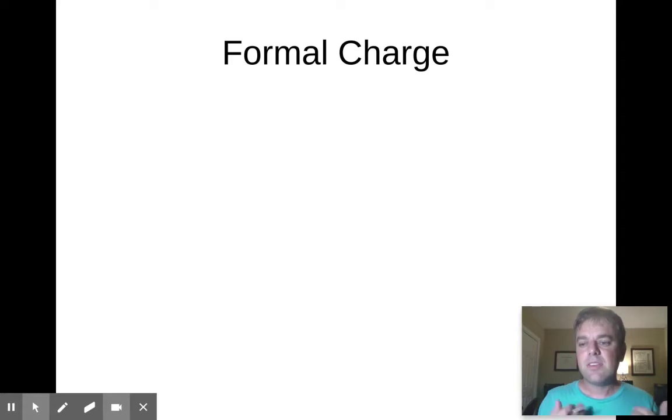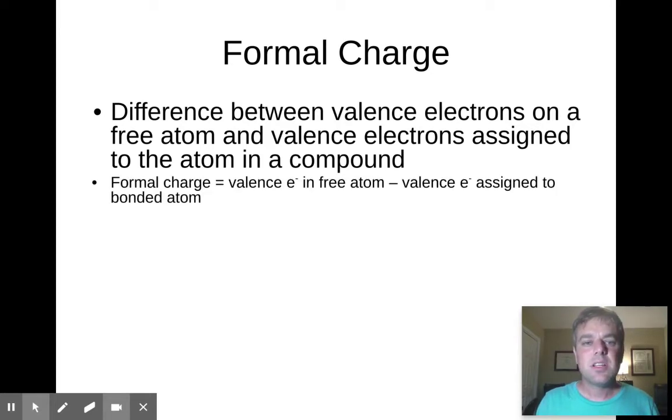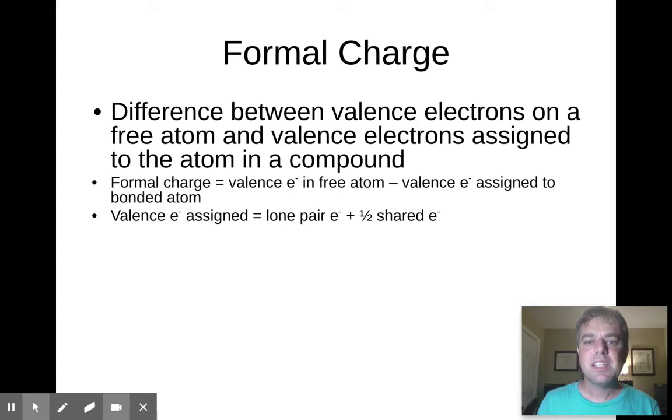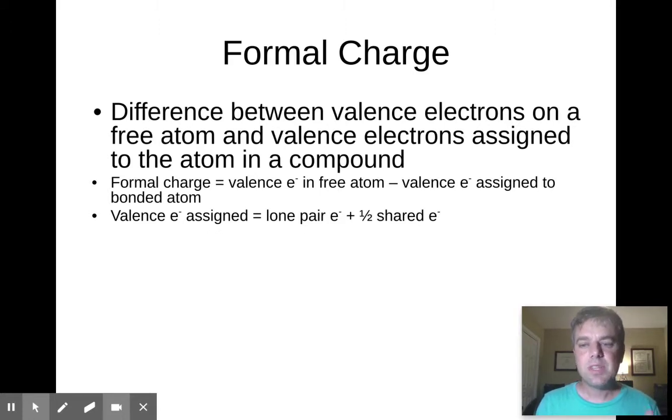The other thing we're going to look at is what's called formal charge. And formal charge is the difference between the valence electrons on a free atom. In other words, if you were just looking at nitrogen, for example, nitrogen has 5 valence electrons, carbon has 4, hydrogen has 1, oxygen has 6. So it's the difference between that and the electrons assigned to the atom in a compound. And the valence electrons that are assigned to an atom in a compound equals however many lone pairs it has plus half of the shared electron pairs. And I'll explain how we do that in just a minute.